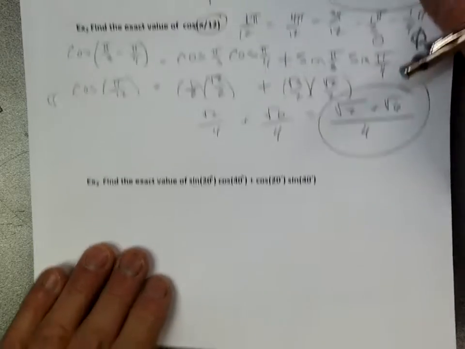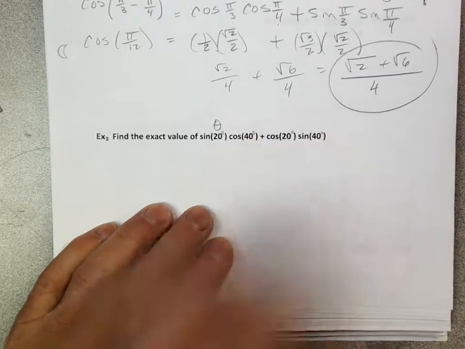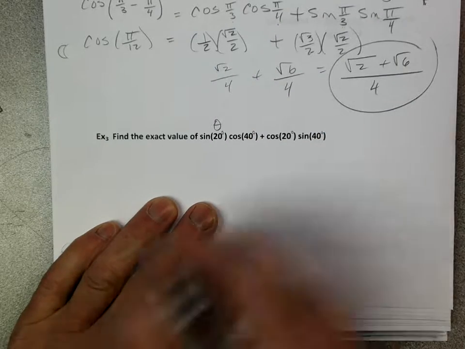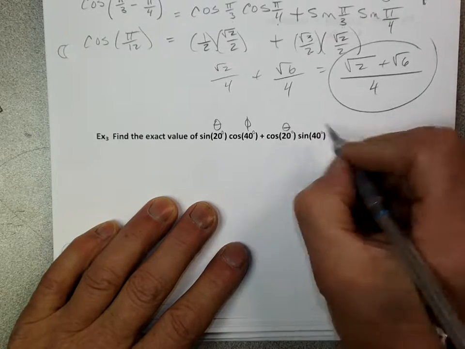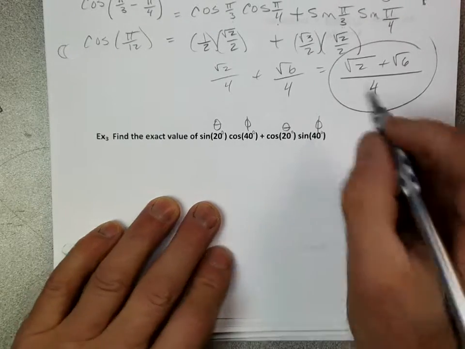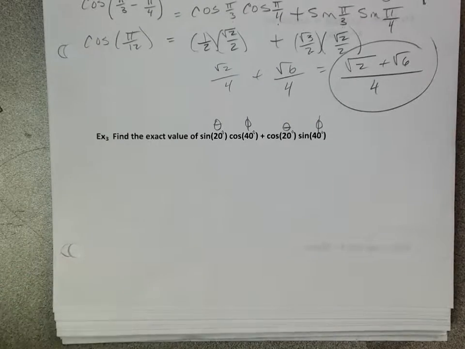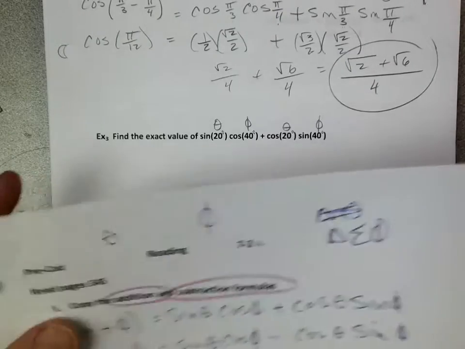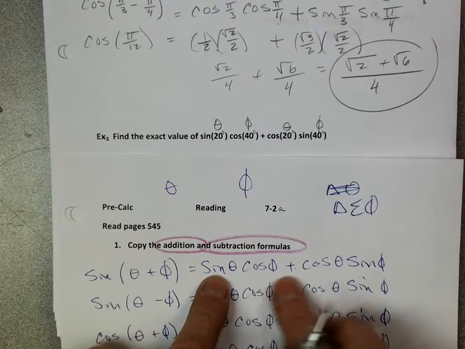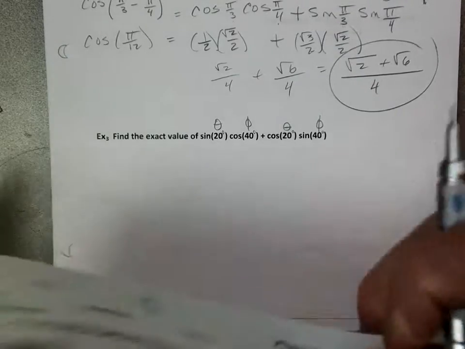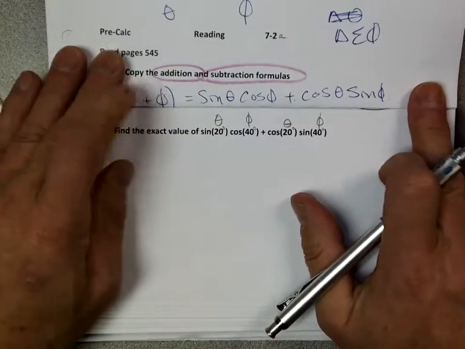Okay, so example 3. All right, if I take a look at it, and if I let theta be 20 and phi be 40, it looks like I've got sine, cosine, plus cosine, sine. So I'm looking for that one. Sine, cosine. So if I look through my notes, seems like it's my very first one. Seems like it matches up pretty well to this particular formula.